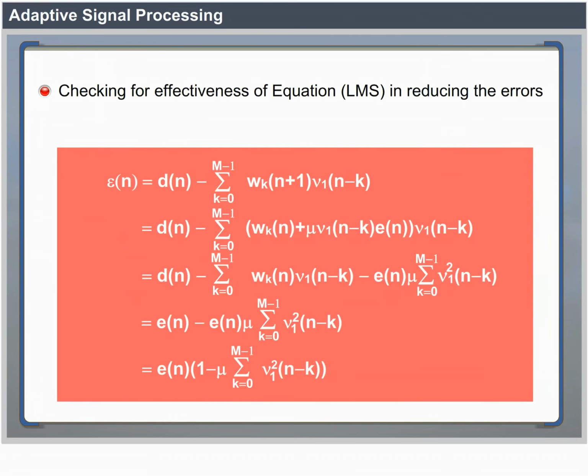Epsilon[n] = D[n] - summation k = 0 to m-1 Wk[n+1] V1[n-k] = D[n] - summation k = 0 to m-1 (Wk[n] + mu V1[n-k] E[n]) V1[n-k] = D[n] - summation k = 0 to m-1 Wk[n] V1[n-k] - E[n] mu summation k = 0 to m-1 V1 square[n-k] = E[n] - E[n] mu summation k = 0 to m-1 V1 square[n-k] = E[n] (1 - mu summation k = 0 to m-1 V1 square[n-k]).